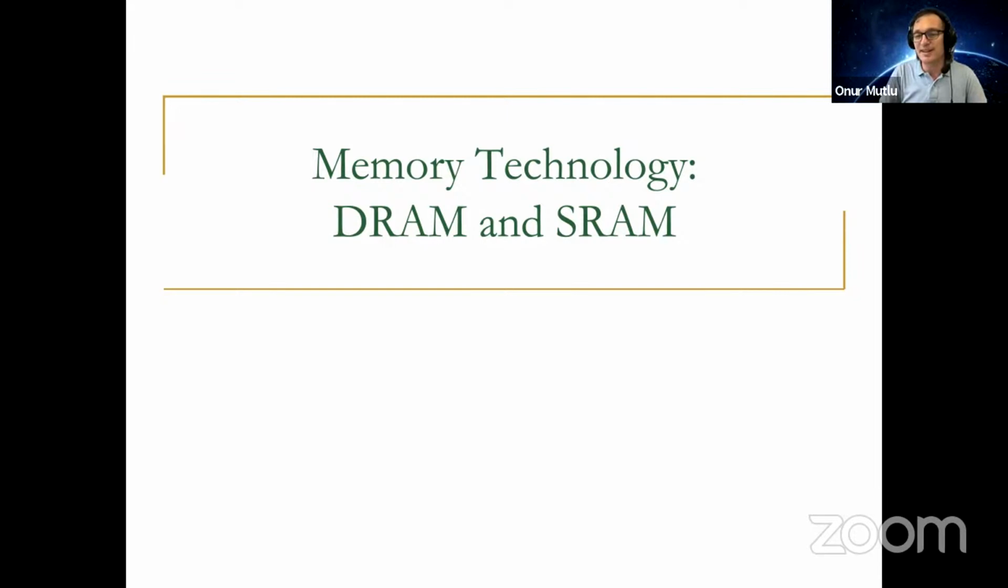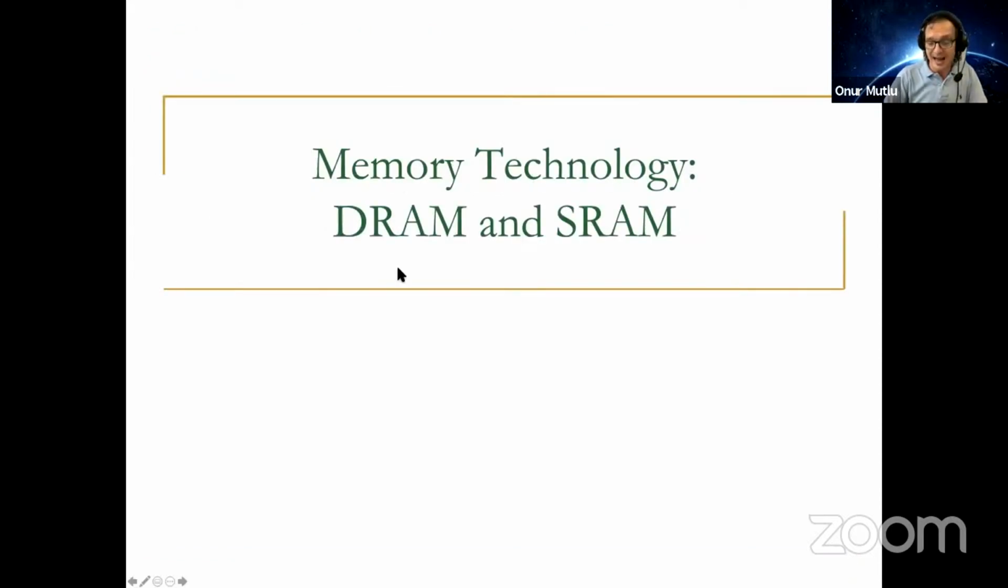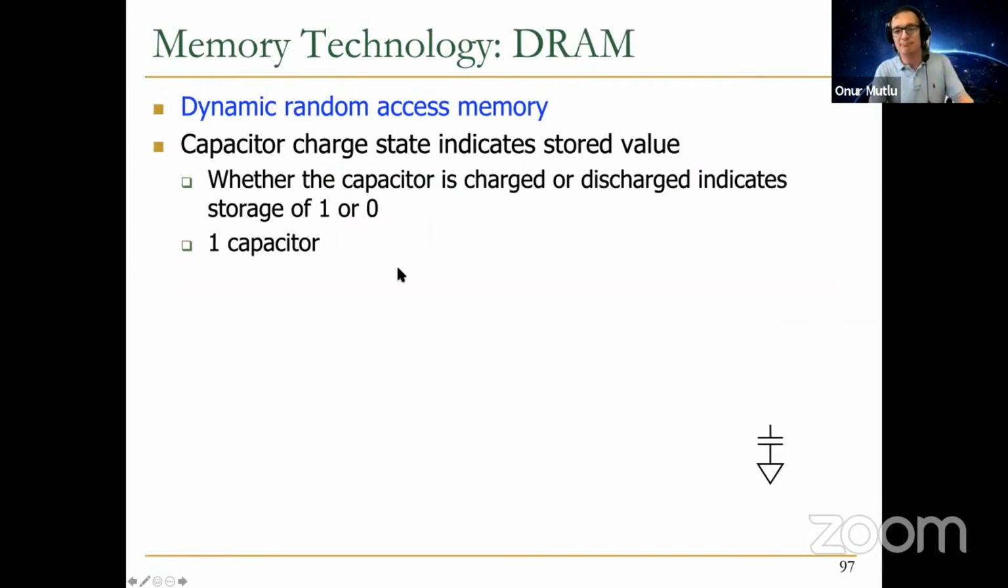Okay, so memory technology. We already discussed DRAM and SRAM, but I'm going to go into a little bit more detail and then introduce phase change memory as well. DRAM clearly is one of the cheapest main memory technologies. Capacitor charge state indicates the stored value. Whether the capacitor is charged or discharged indicates storage of 1 or 0. You can encode it either way. Essentially, your storage device is very simple. It's just one capacitor. That's why this is very dense and low cost.